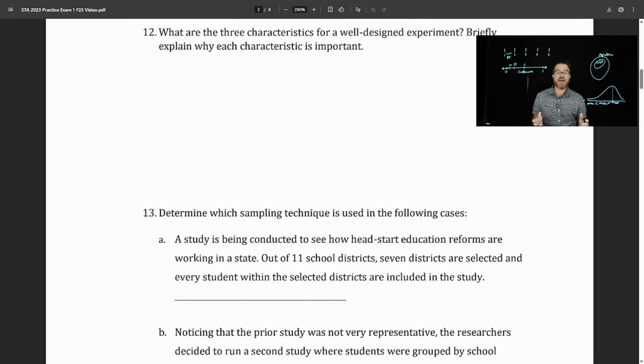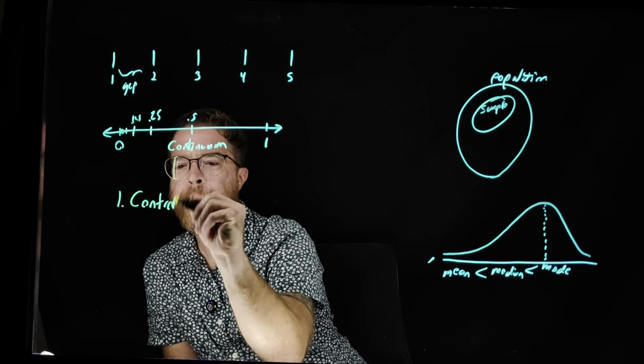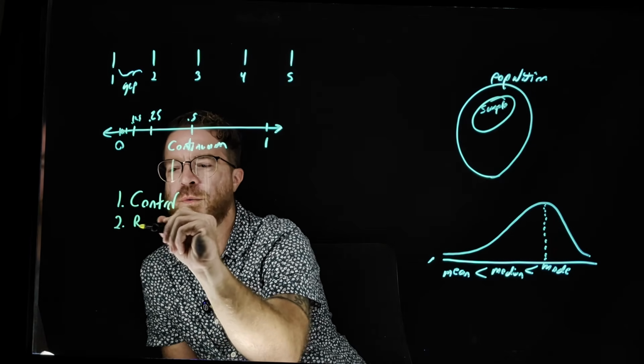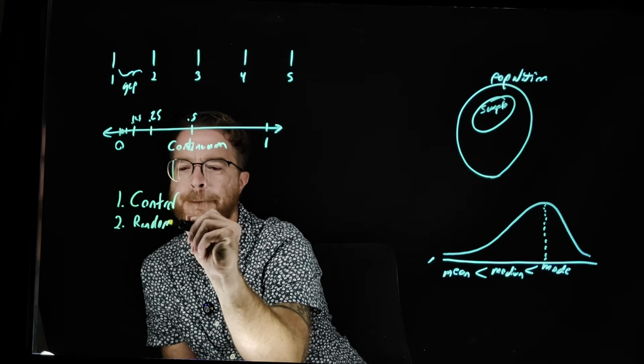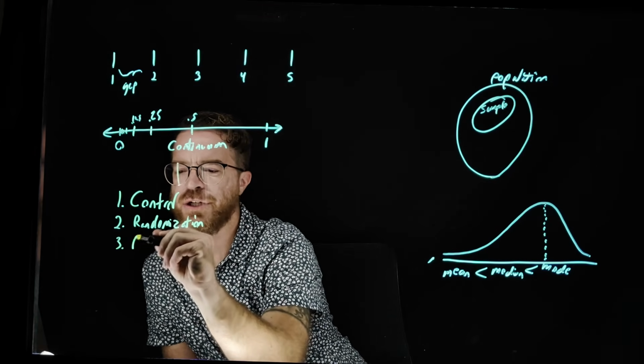Number 12 asks, what are the 3 characteristics for a well-designed experiment, and briefly explain why each characteristic is important. So our 3 characteristics are control, randomization, and replication.